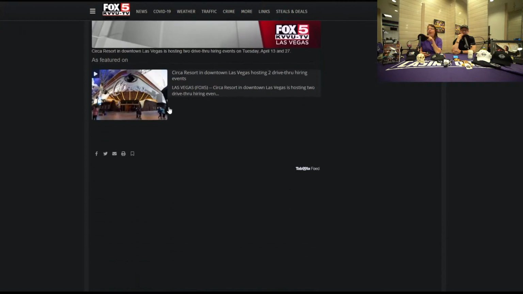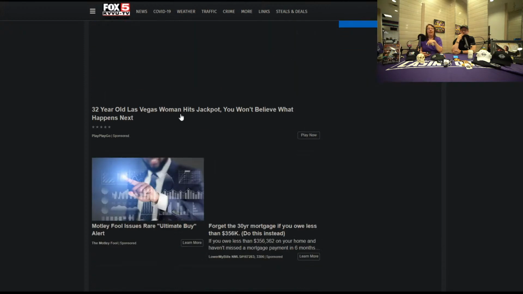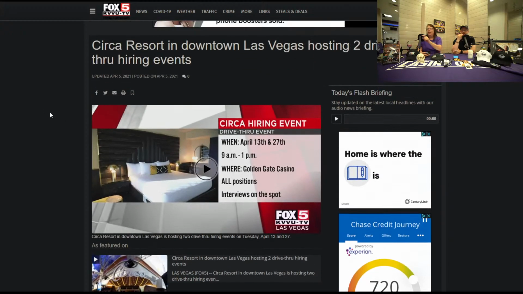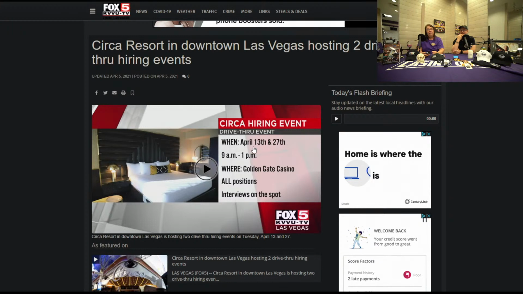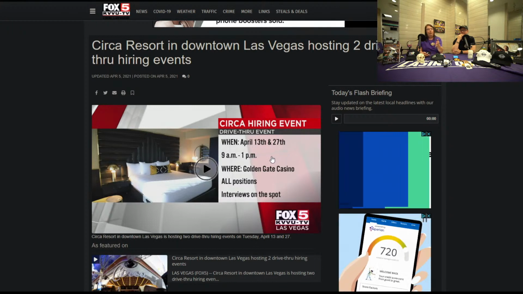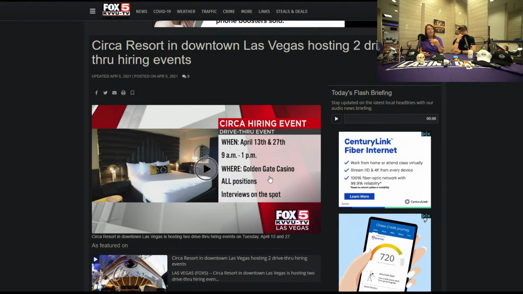Oh, there's two of them. I just missed it in April. Something on the 13th and an audition on the 27th. How do you audition someone in their car, though? I don't know about an audition, but for the initial interview, you sit in your car, go through the line, and they do your initial interview. I guess you've already filled out your application online, right?